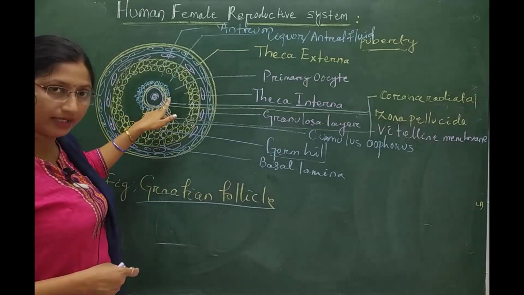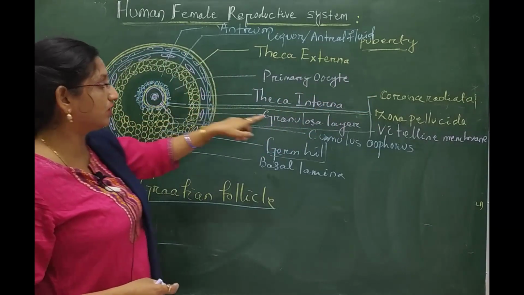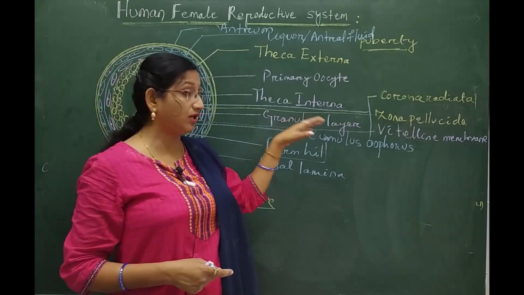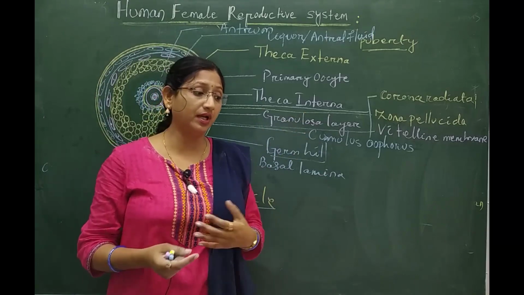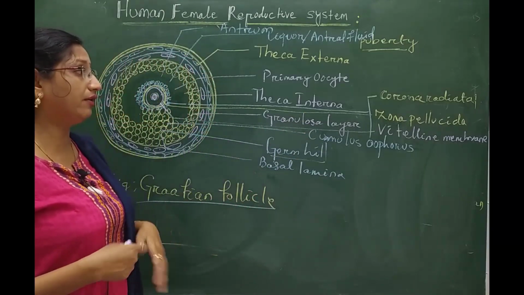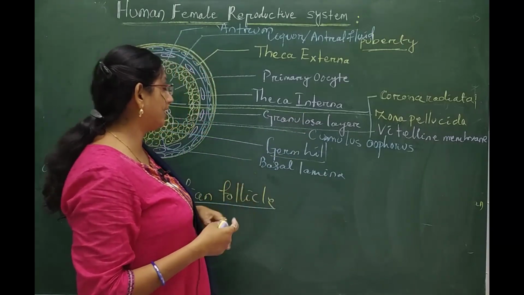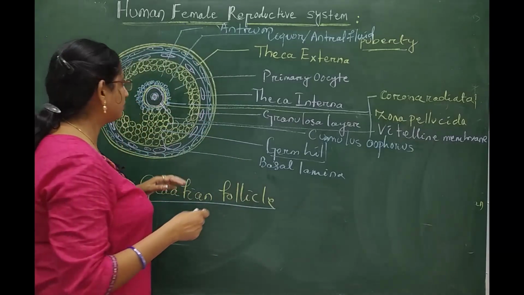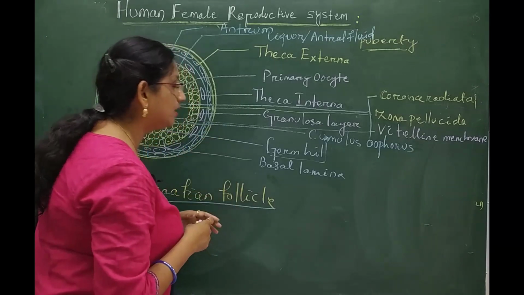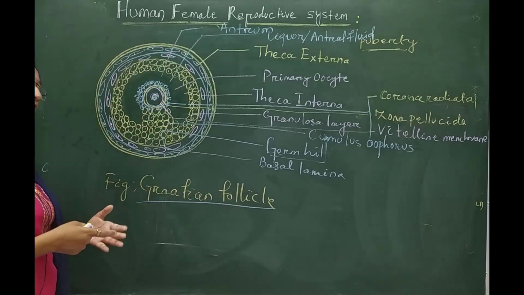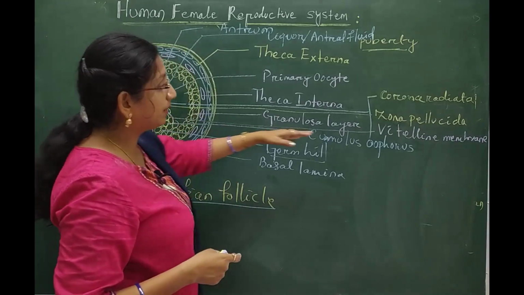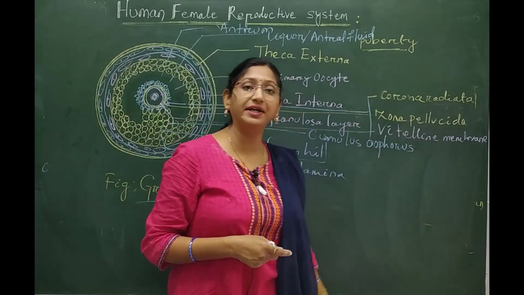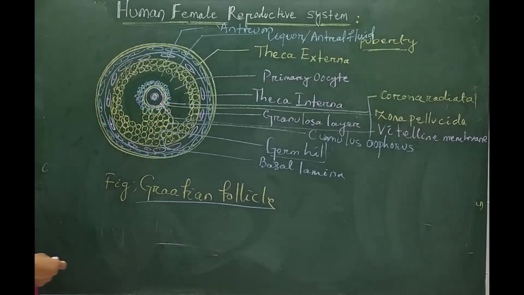Inner to the corona radiata, another layer is known as zona pellucida, and it has a specific character which we have to discuss in the next class. What is the function of this zona pellucida? It has a specific function during fertilization. Inner to the zona pellucida, another layer is found that is called vitelline membrane.